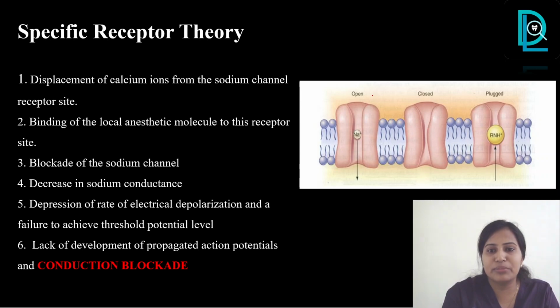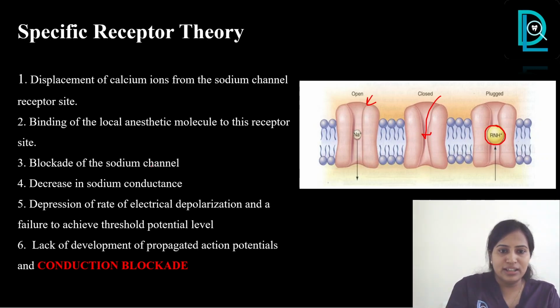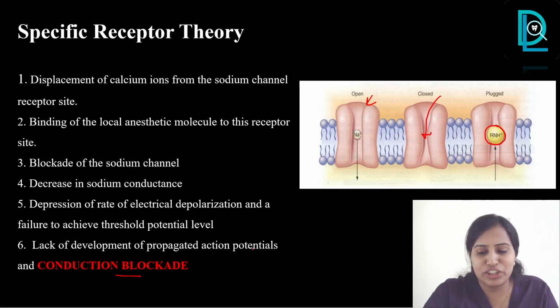So these are your sodium channels. The first one is a sodium channel which is open, and the second one is a sodium channel which is closed. And in the third picture, you can see this RNH plus, that is your local anesthetic. It goes and plugs the sodium channel and blocks it, thereby inhibiting the generation of an action potential. In simple terms, this is how the specific receptor theory works, and there is a blockage in the conduction process.